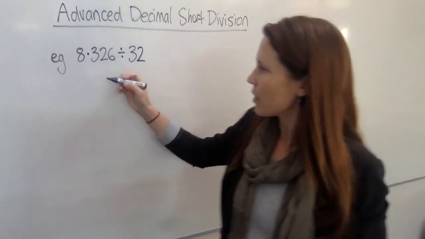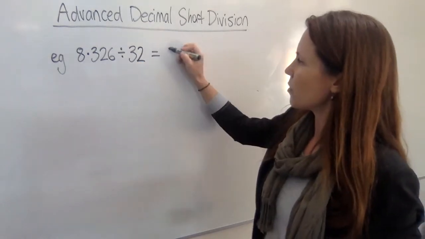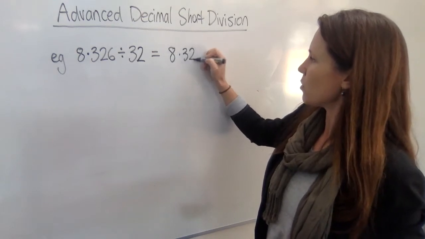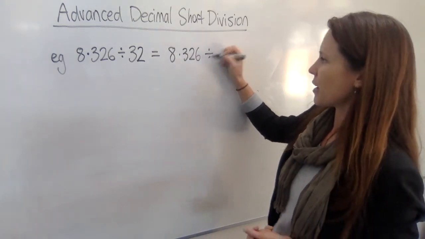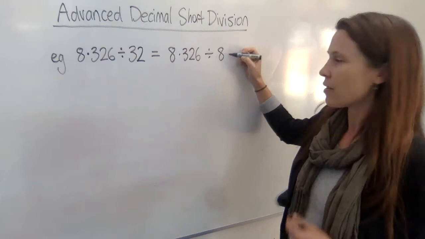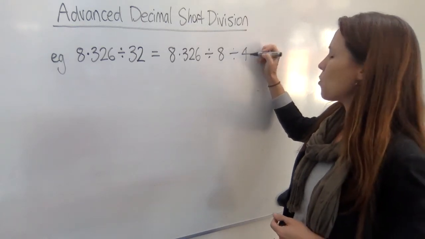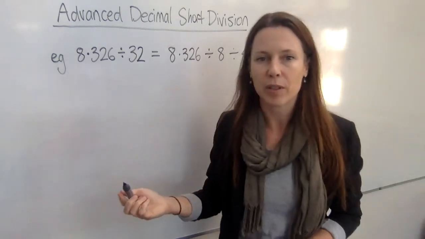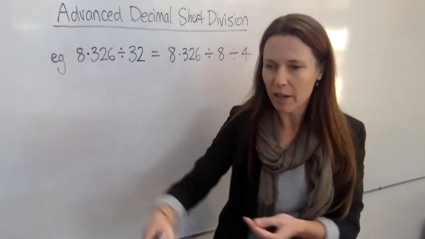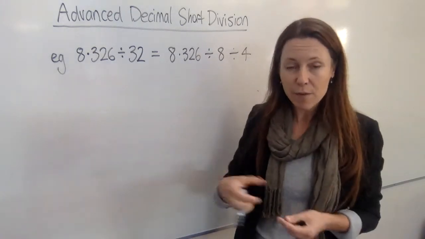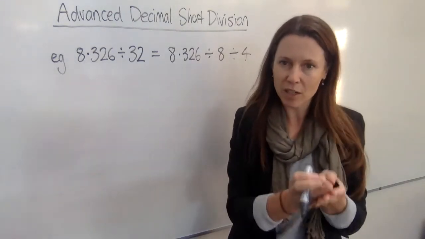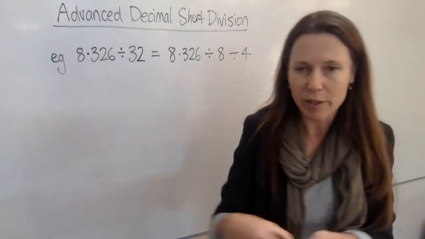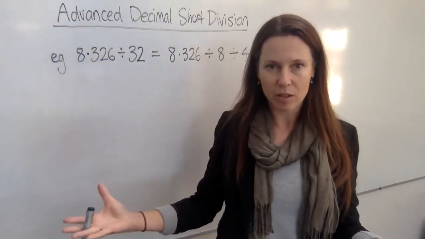So, an easy way to change this question is to say, all right, instead of dividing by 32, what if I divided by, say, 8, and then I divided again by 4? Now, to realise why this works, imagine that you're making 32 piles of something, dealing cards, say. If you make 8 piles and then you pick up each of those piles and make 4 piles with each, you'll end up with those 32 piles.